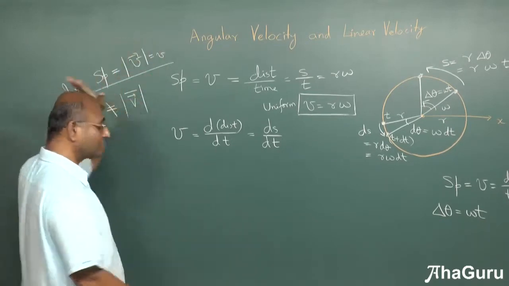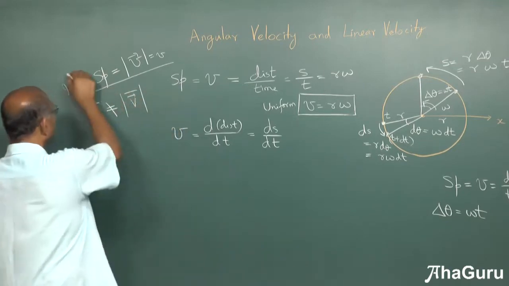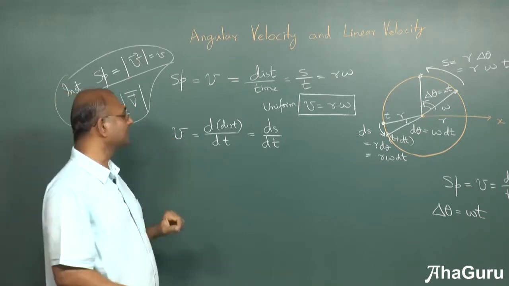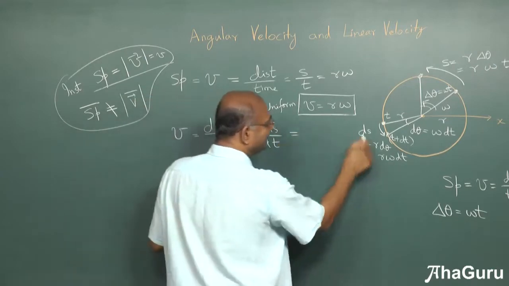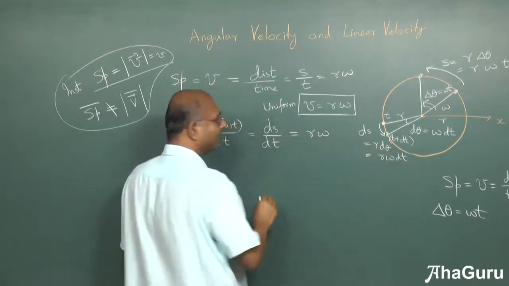So this is a point that we should have learned from straight line motion. Right now let's not worry too much about this. This is the speed, instantaneous speed. Instantaneous speed is ds by dt. But ds I just found is r omega dt, so ds by dt is r omega.